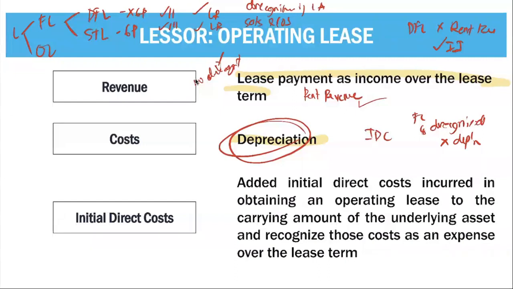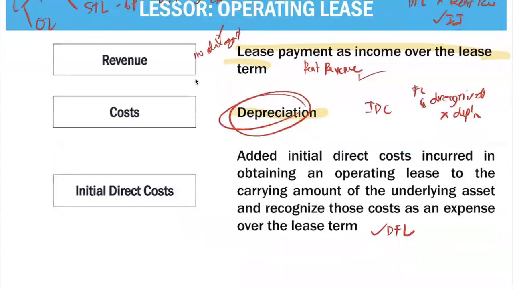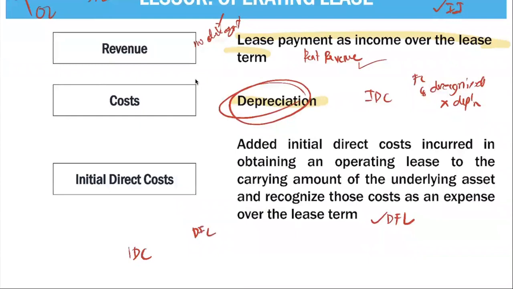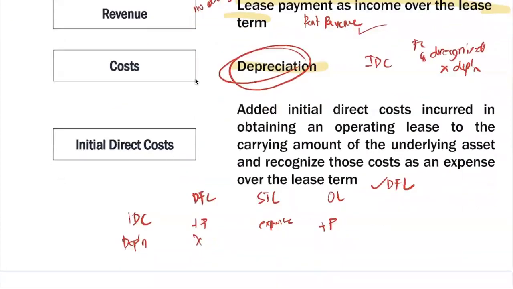Next, initial direct costs. They are added as part of your operating lease to the carrying amount of the asset. So this is the same with your direct financing lease. We add it to the cost of your property, di ba? So initial direct costs, direct financing lease, what did we do? We add it to your cost of property. Sales type lease, it is considered an expense. While in your operating lease, again, it is part of your cost of property. Depreciation, in your direct financing lease, there's no depreciation. Sales type lease, there's no depreciation. Operating lease, there is depreciation.